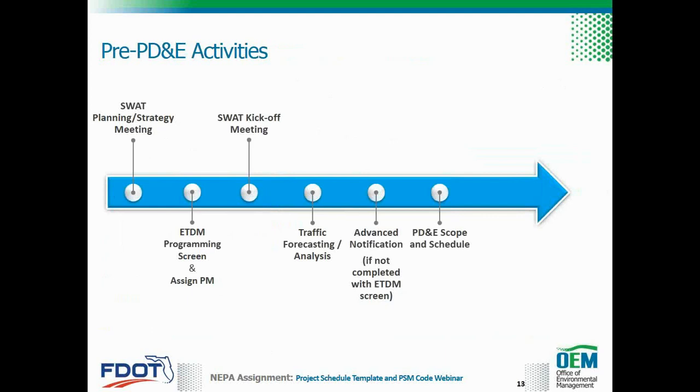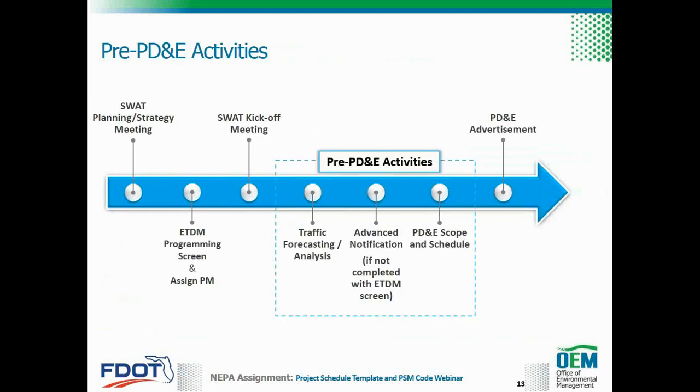Once the scope is complete, you can begin the procurement process. We have allowed 180 days, almost 6 months, for procurement in our schedule. The activities that take place after the SWOT meeting and before the PD&E selection are now referred to as pre-PD&E activities. We have shown traffic analysis as an example, but there are a number of other activities depending on the project that can take place during this time.